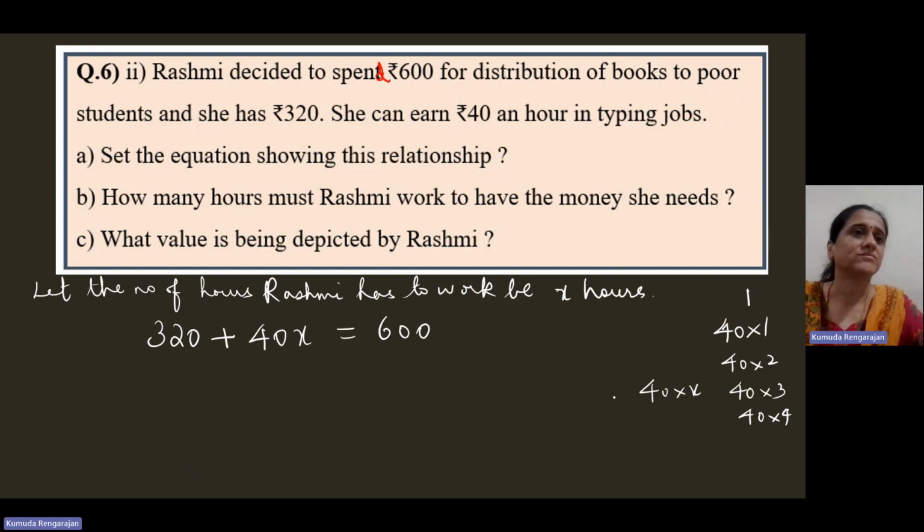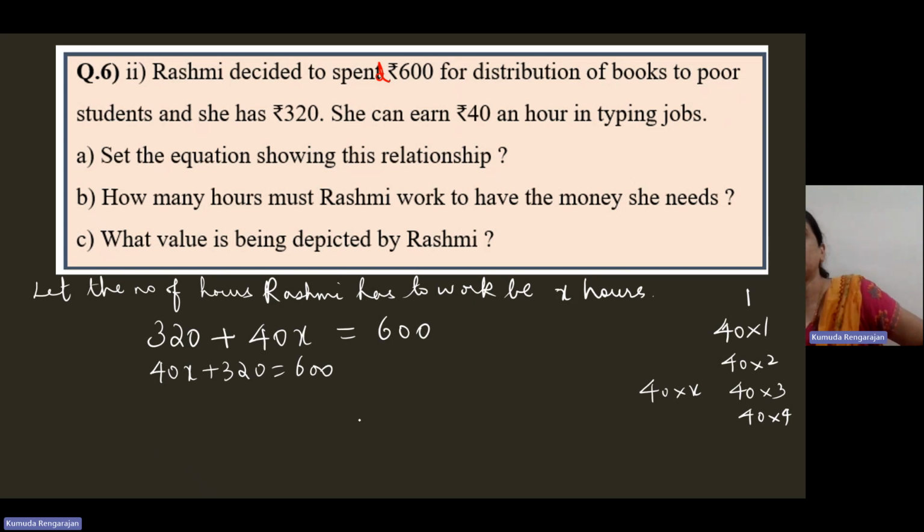Yes, sir. Now ask me. Yeah, correct. Yes, you can also write 40x plus 320 is equal to 600. You can also write that. That's the equation. All right.